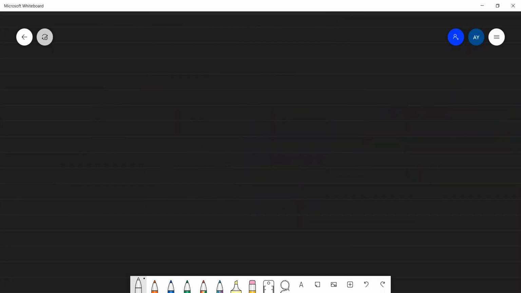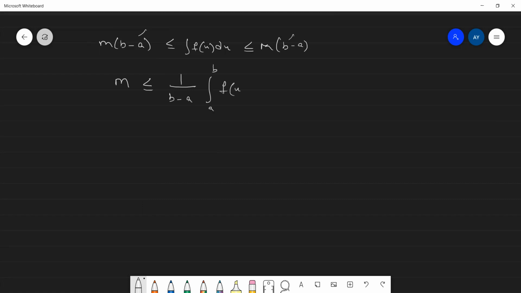I'm just taking this small m is less than or equal to, what was the actual condition that we had? What was the last step? Small m into b minus a is less than or equal to the integral f of x dx, that is less than or equal to capital M into b minus a. So what I am doing is sending this b minus a inside. So you'll get m is less than or equal to 1 by b minus a times the integral a to b f of x dx, that is less than or equal to capital M.